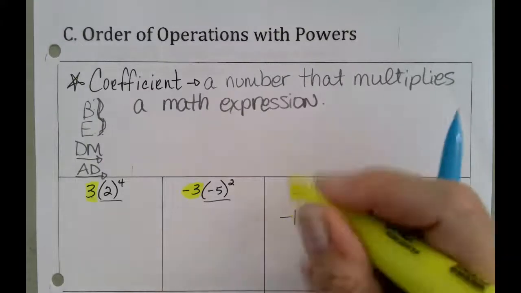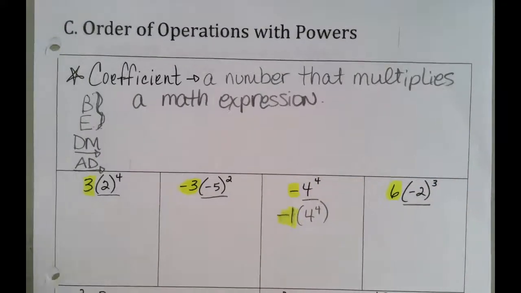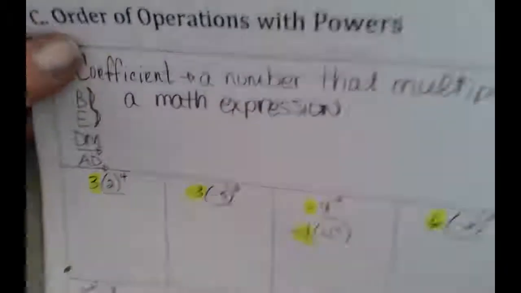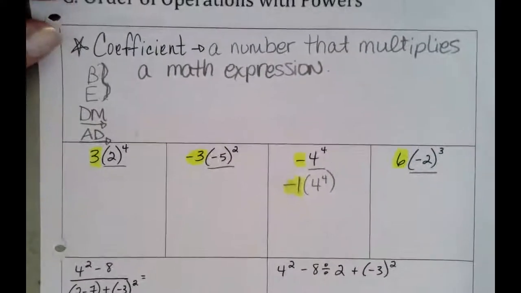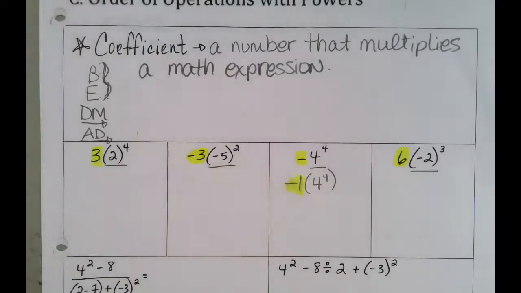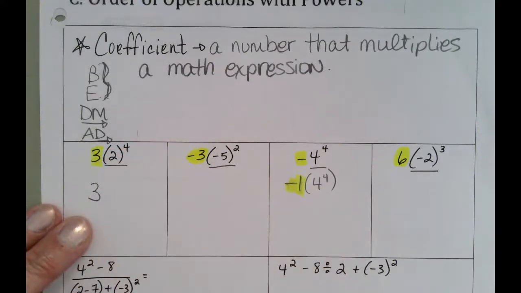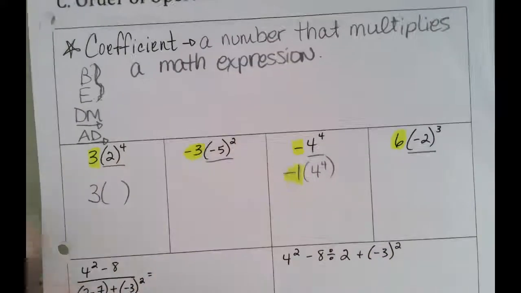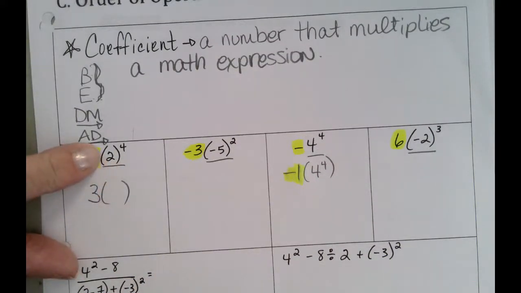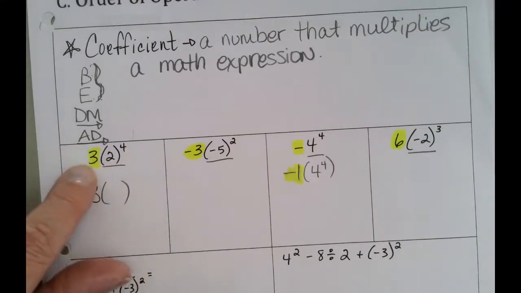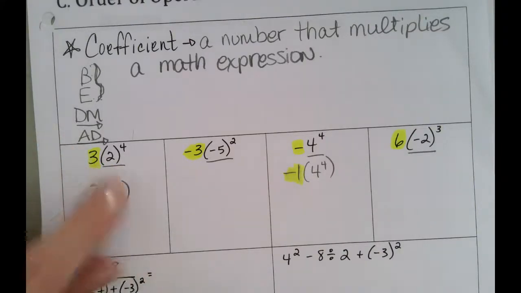All right? So it can be a hidden 1 and then that 6 there. This tells me, according to order of operations, that this coefficient would stay out front, and then it gets multiplied to my exponent. So I have to do 2 to the power of 4 before I can multiply it by a 3. If you try to go 3 times 2 and get 6 to the power of 4, you'd be doing it wrong, because you're doing multiplication, then exponents.